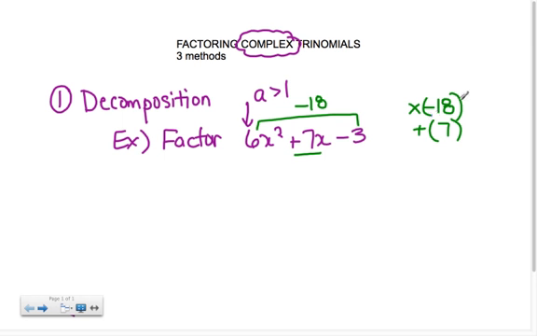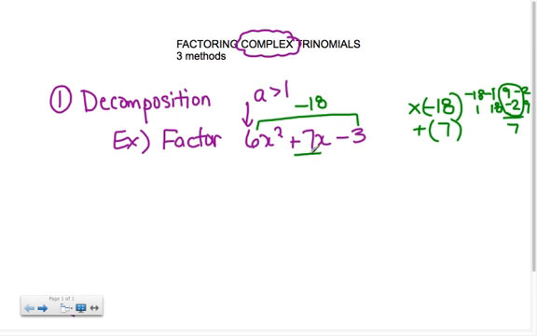So we think about all the numbers that multiply to negative 18. That could be negative 18 and 1, negative 1 and 18. Neither of those are going to add to 7. It could be 9 and negative 2, or negative 2 and 9. And you can see that 9 and negative 2, if I add those together, that is going to add to 7. So these are the two numbers that I am going to consider.